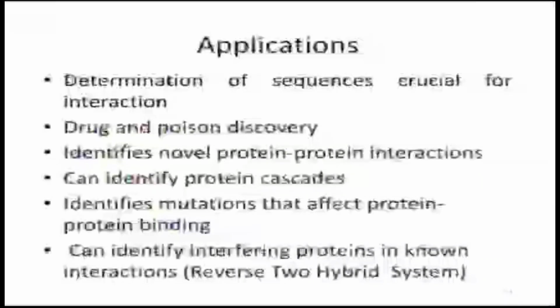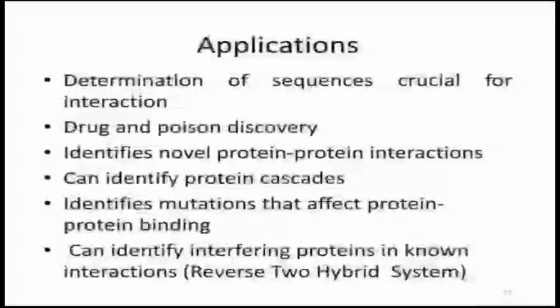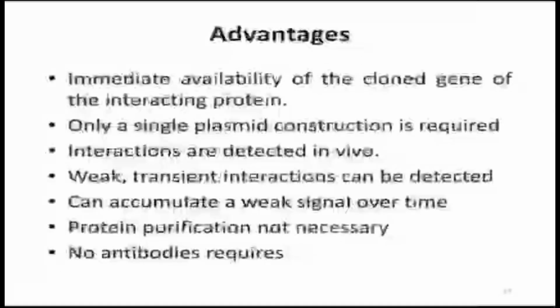Now the applications. It aids drug and poison discovery. It identifies novel protein-protein interactions. It can also identify protein cascades. It can also identify interfering proteins in known interactions. The reverse two-hybrid system determines sequences crucial for interactions.